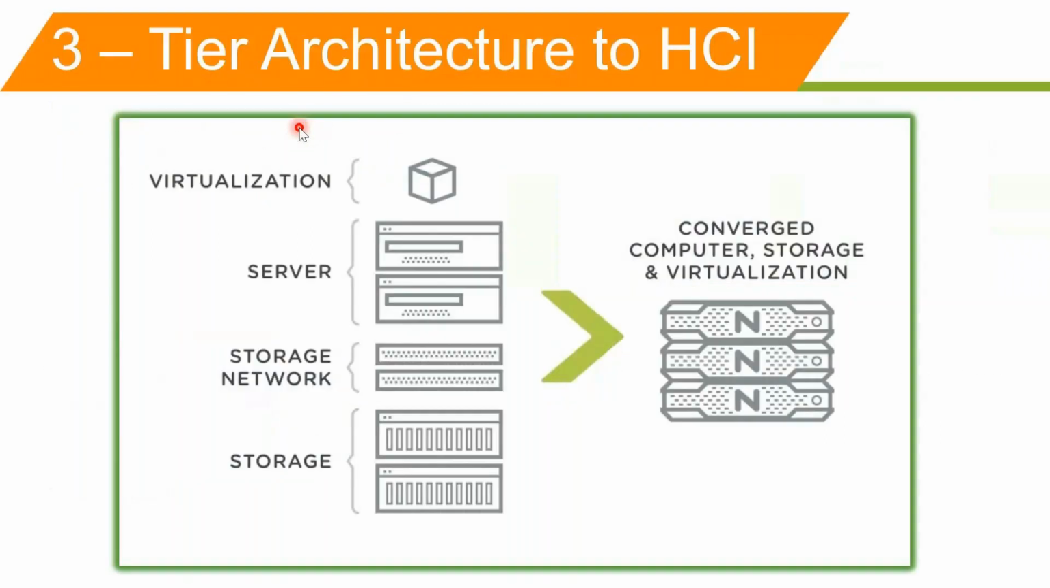So we are at this stage, and we are moving to this. It's three different tiers, and then moving to a simple box. So that's the three-tier architecture to HCI, hyper-converged infrastructure.